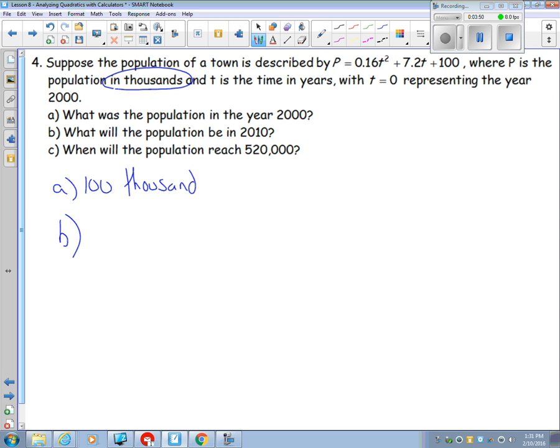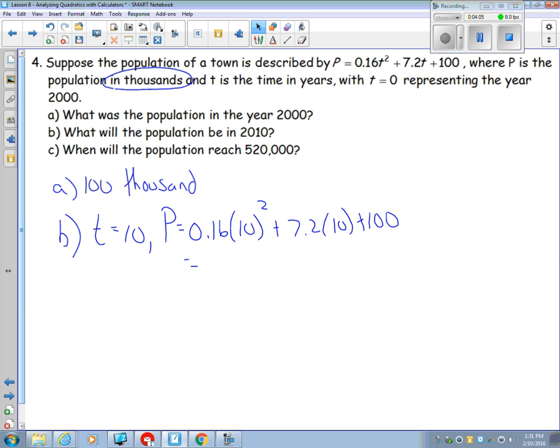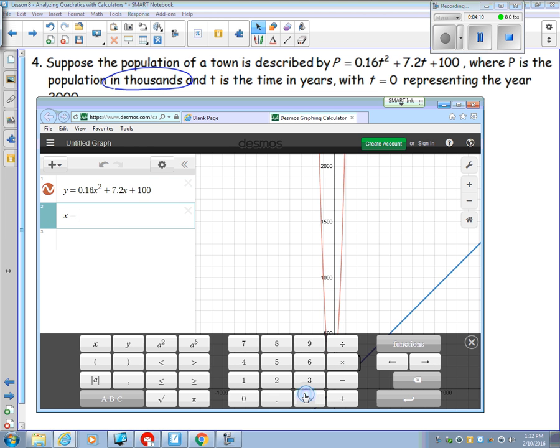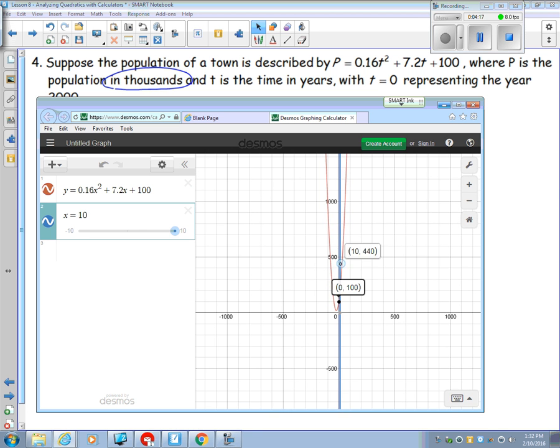Okay, part B. What will the population be in 2010? That's 10 years later, so that's when my time is 10. I suppose I could use my equation and figure out, okay, what's 10 squared plus 7.2 times 10 plus 100. That would have worked totally fine. But wouldn't it be faster just to go to my graphing calculator, make a new equation, and say, hey, what happens when x is 10? Okay, where is x 10? Let me move that one out of the way, I can't see. That looks about right there.